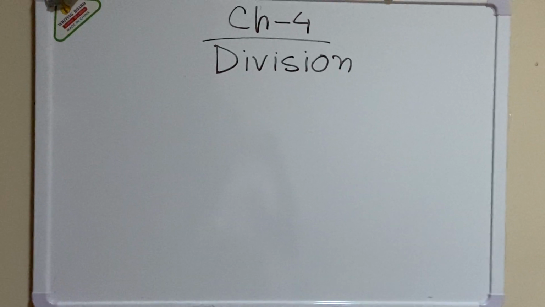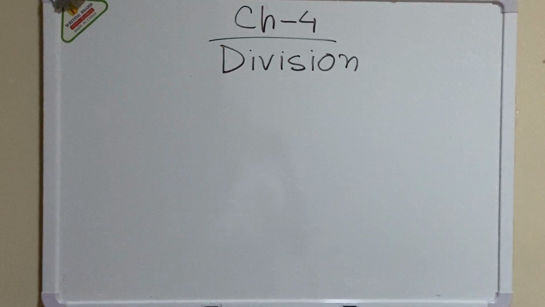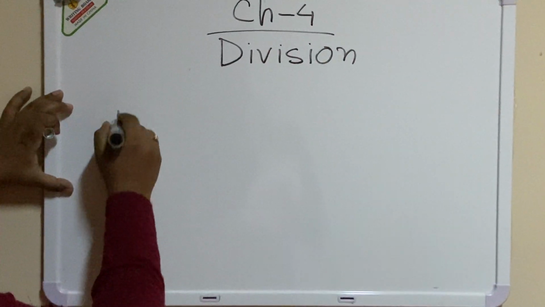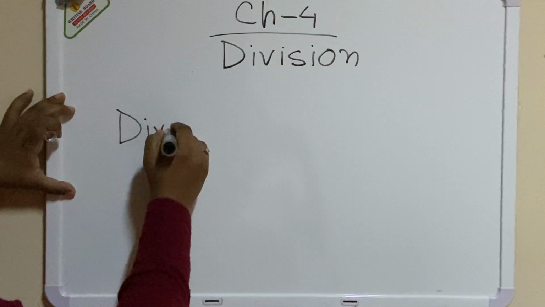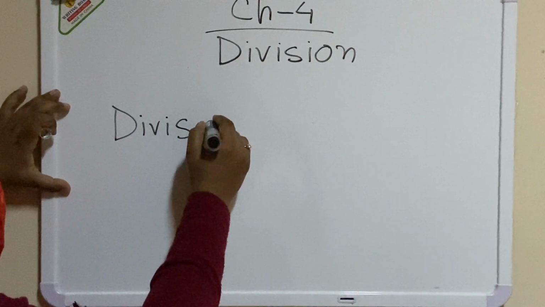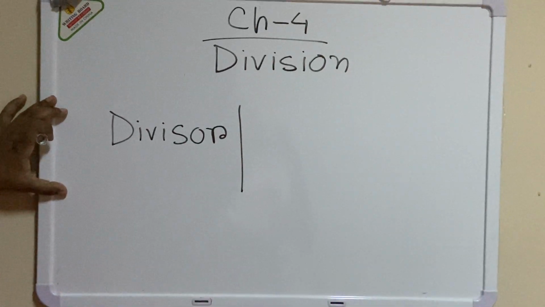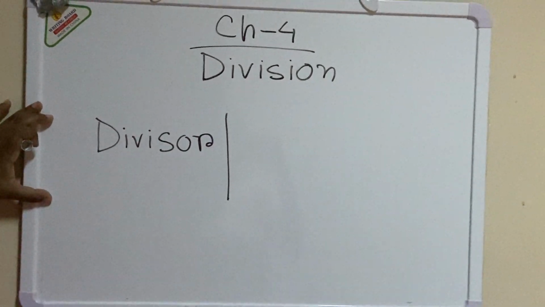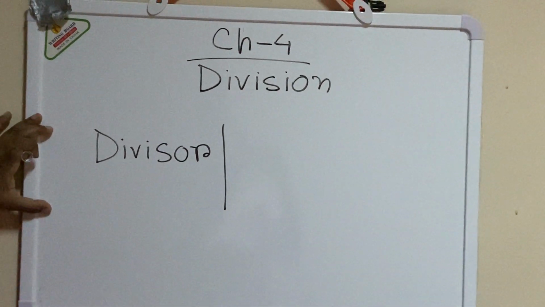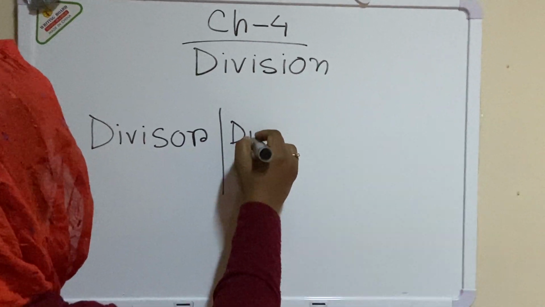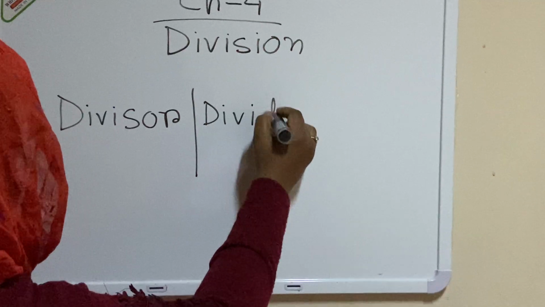You know there are two numbers in the division process. The small number is called divisor, and the number which is to be divided, or the big number, is called dividend.